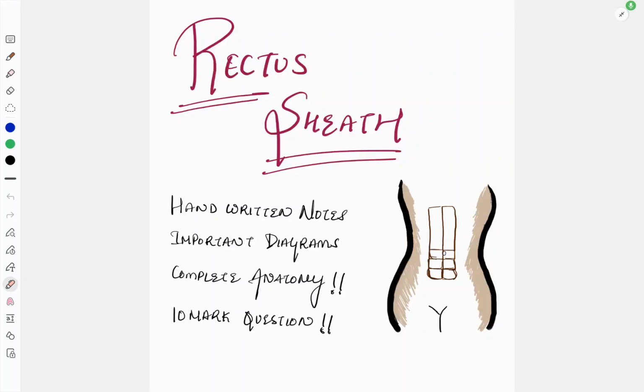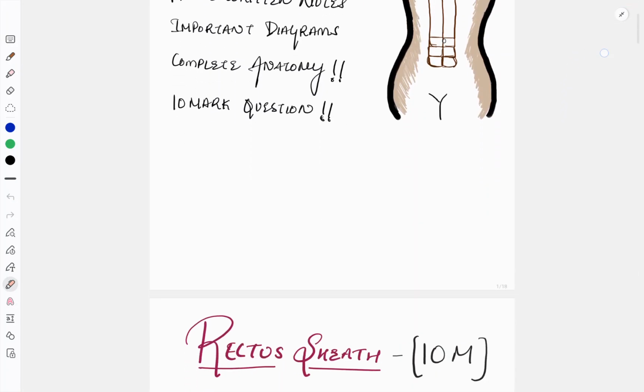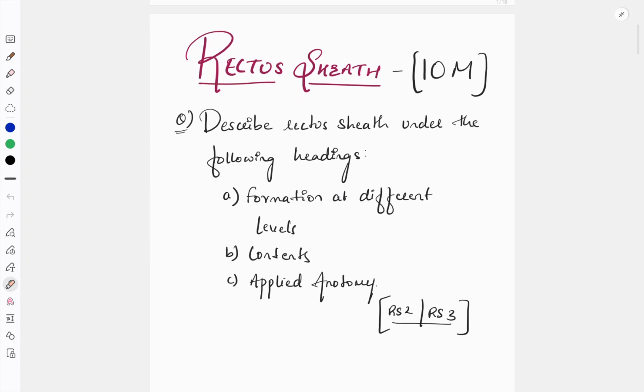Hello everyone. So today we are going to be starting with rectus sheath. This is a very important topic and it has been asked as a 10-mark question as well as a 5-mark question in the previous university exams. So here is the question.